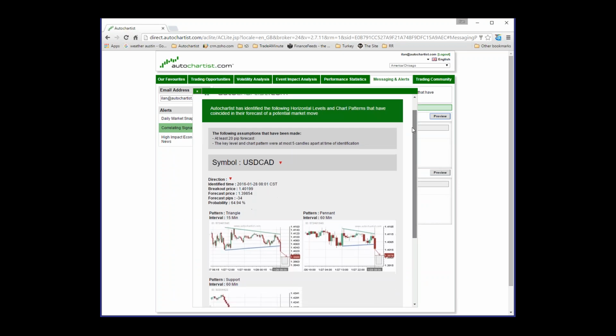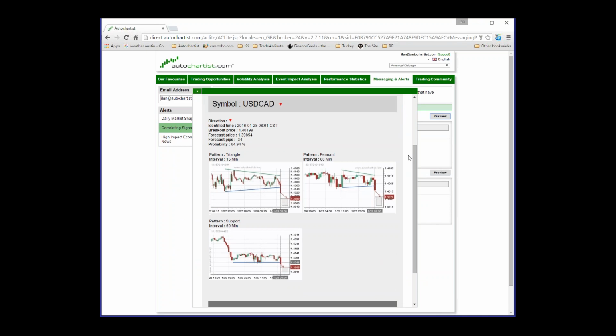Correlating signals are basically notifications that Autochartist sends to you in your email of when technical chart patterns and horizontal levels say the same thing about an instrument. So the chart is currently forecasting USD CAD, so basically the Canadian dollar to strengthen against the US dollar by about 34 pips. And it does this because there's been a triangle, a pennant, and a support level all pointing downwards, towards the same direction.